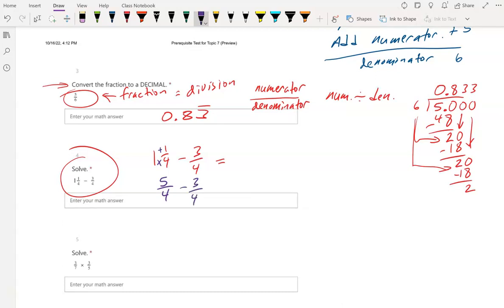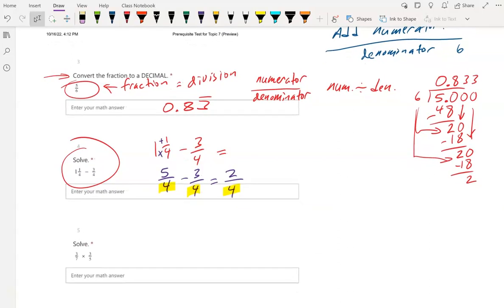5/4 minus 3/4. Now when I subtract fractions, as long as they have the same denominator, all I have to do is subtract the numerator. 5 minus 3, and that is 2. And then I just keep the same denominator. That 4 just gets to stay a 4. So it's 2/4. But this fraction can be simplified because there is a factor that will go into 2 and 4. So I am going to divide both of these by the greatest common factor of 2 and 4, which is 2.